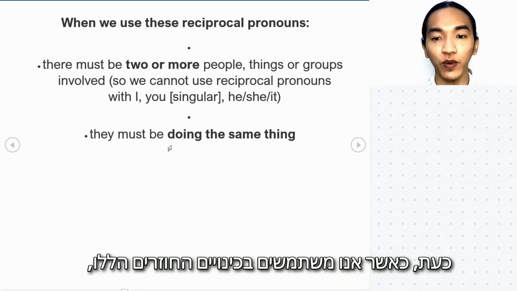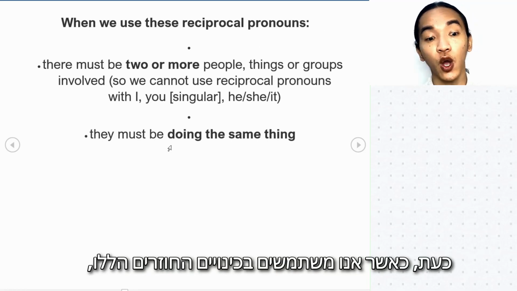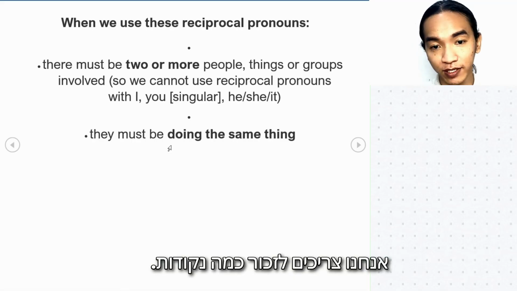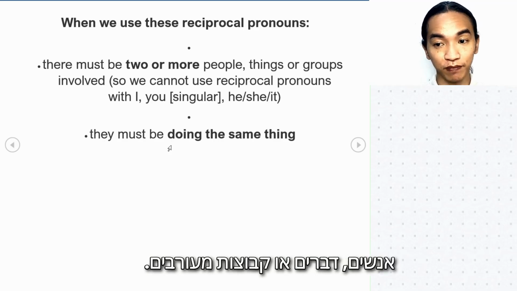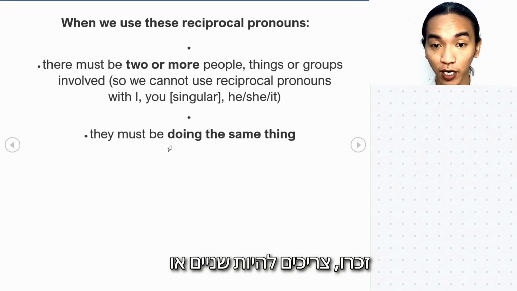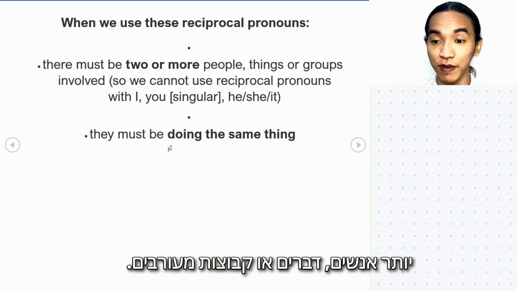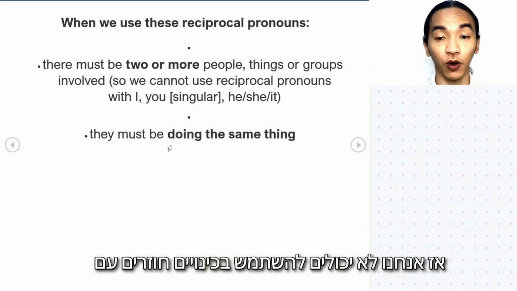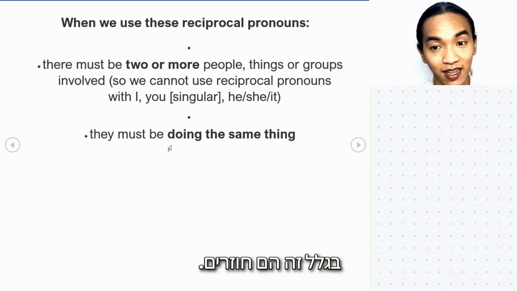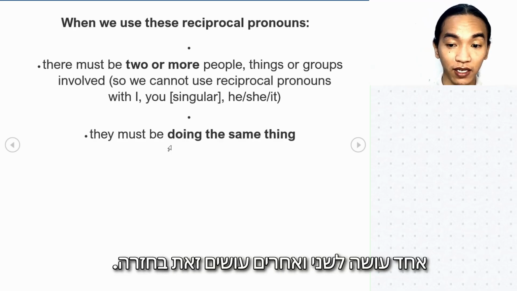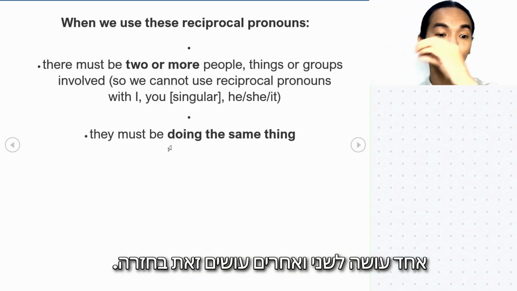Now, when we use these reciprocal pronouns, we have to remember some pointers. There must be two or more people, things, or groups involved. Okay, remember there should be two or more people, things, or groups involved. So we cannot use reciprocal pronouns with only single pronouns or subjects or things. That's why they are reciprocal. One is doing to the other and the other is doing it back.